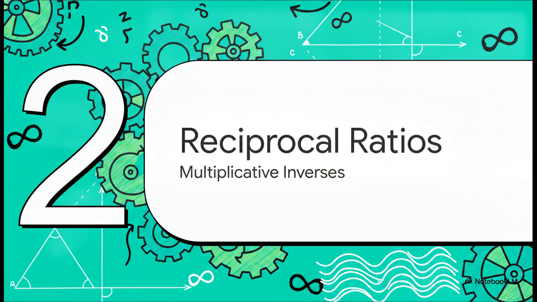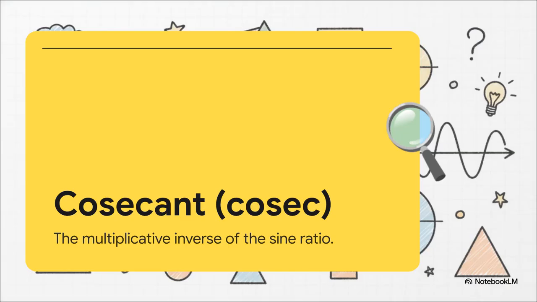Section 2. The reciprocal ratios. Now, we're going to expand our vocabulary a bit and study some new ratios. But don't worry, these are literally just the multiplicative inverses, or the flipped versions, of the basic ones we just recalled. So, the very first new ratio we're introducing is the cosecant ratio, which we write briefly as cosec.